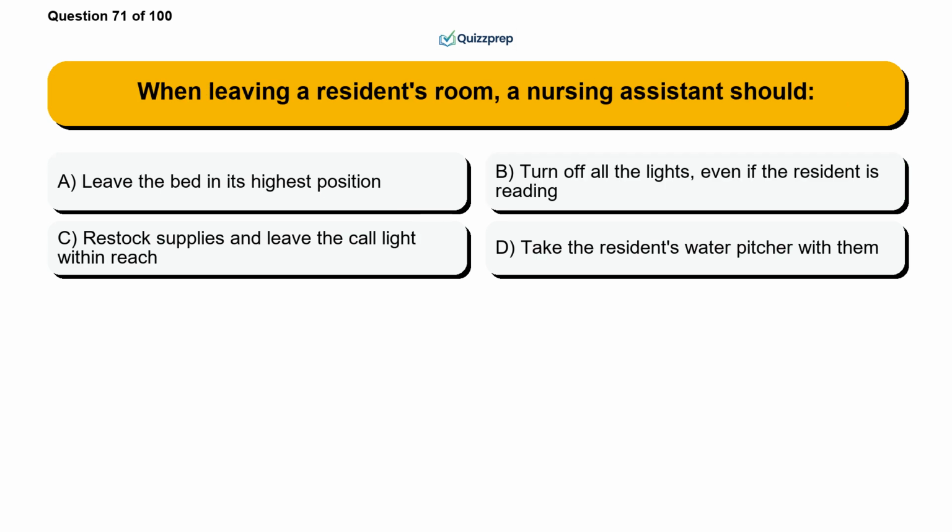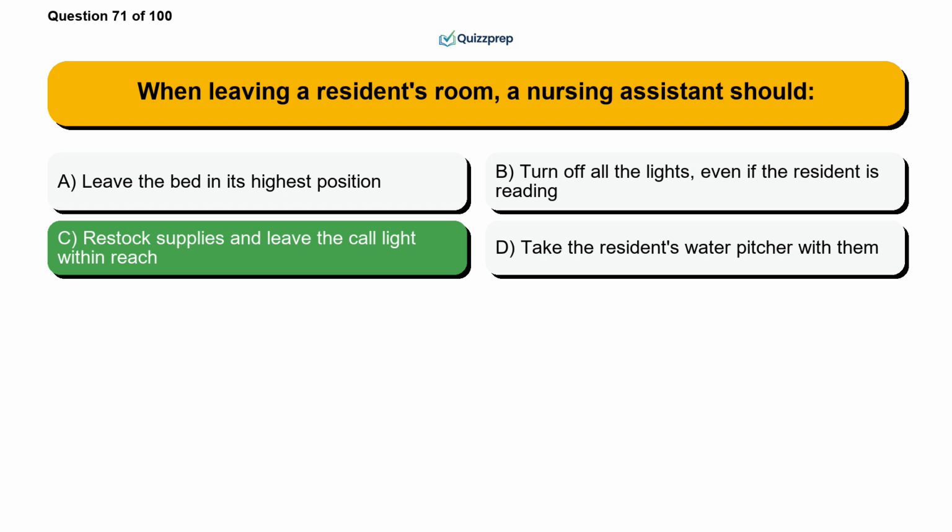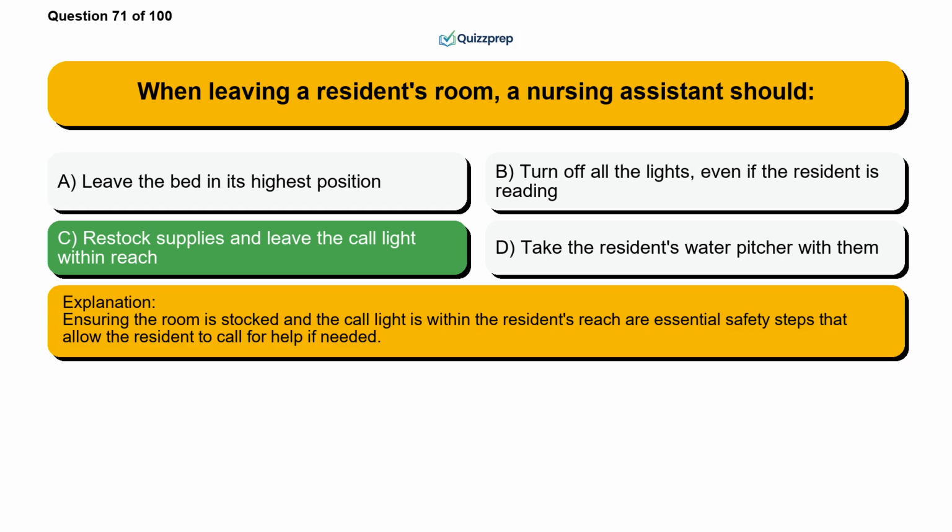Question 71. When leaving a resident's room, a nursing assistant should: option A, leave the bed in its highest position; option B, turn off all the lights, even if the resident is reading; option C, restock supplies and leave the call light within reach; option D, take the resident's water pitcher with them. The correct answer is option C, restock supplies and leave the call light within reach. Ensuring the room is stocked and the call light is within the resident's reach are essential safety steps that allow the resident to call for help if needed.